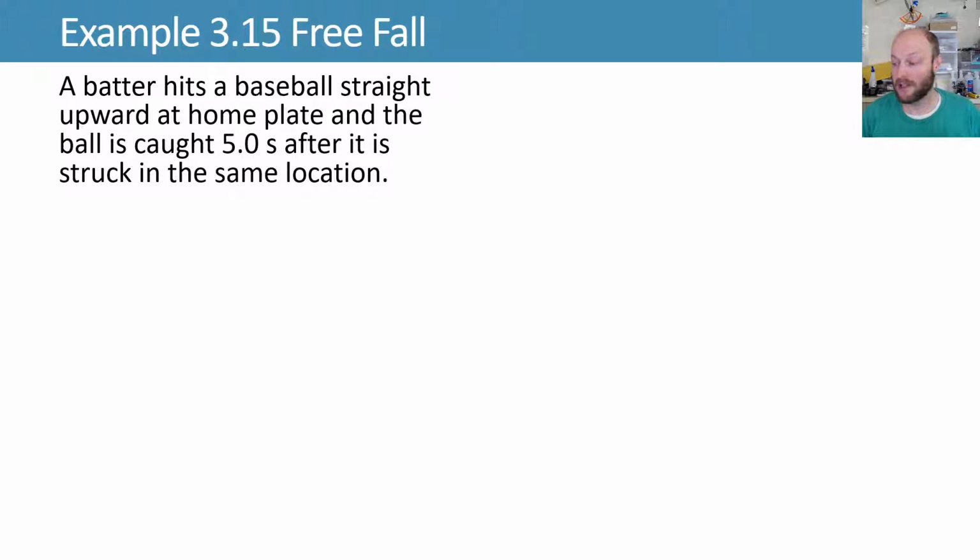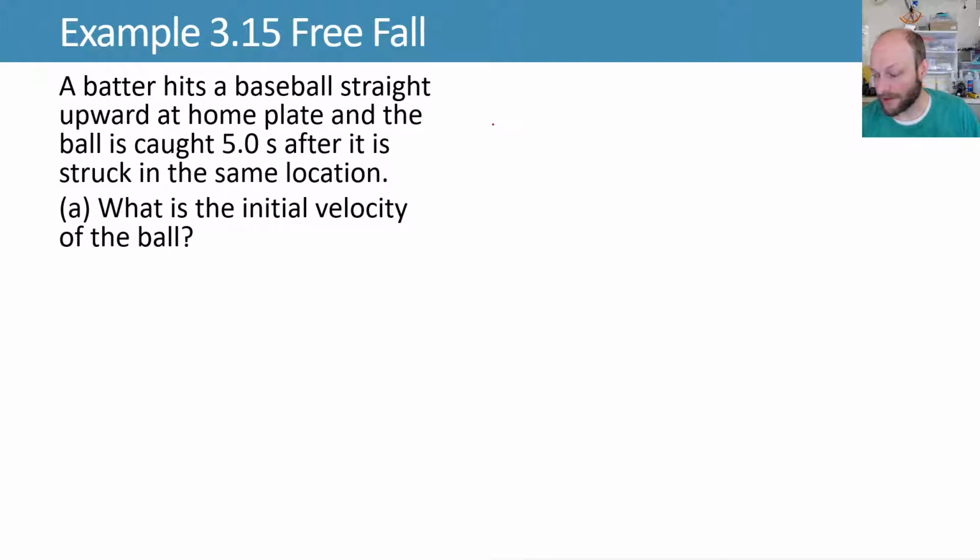Let's consider a baseball being hit straight up and being caught 5 seconds after it's hit. Now we're going to call this relatively dense. We're going to neglect aerodynamic drag so that we can use our free fall equations. And we're going to ask, what's the initial velocity if this is the case?